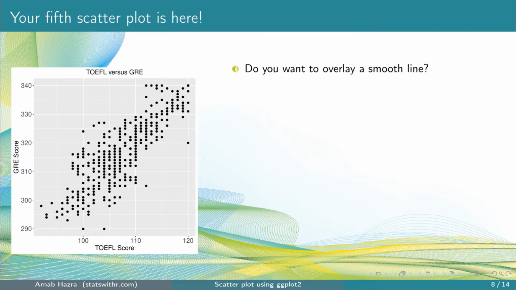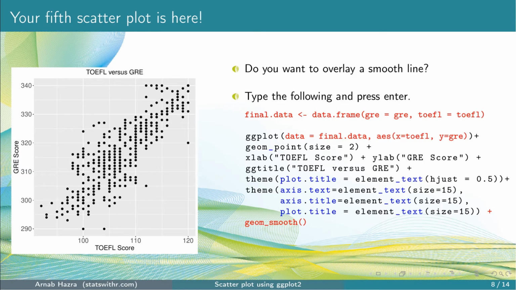Otherwise, let's move on. Okay, we use the following code for adding a smooth regression line. Let's see step by step. First, we create a data frame from the vectors. We call it final.data. We need this for the subsequent steps as well. Next, within the function ggplot, we set data equals to final.data, and within aesthetics, we set x equals to TOEFL and y equals to GRE, similar to what we set within geom_point earlier.